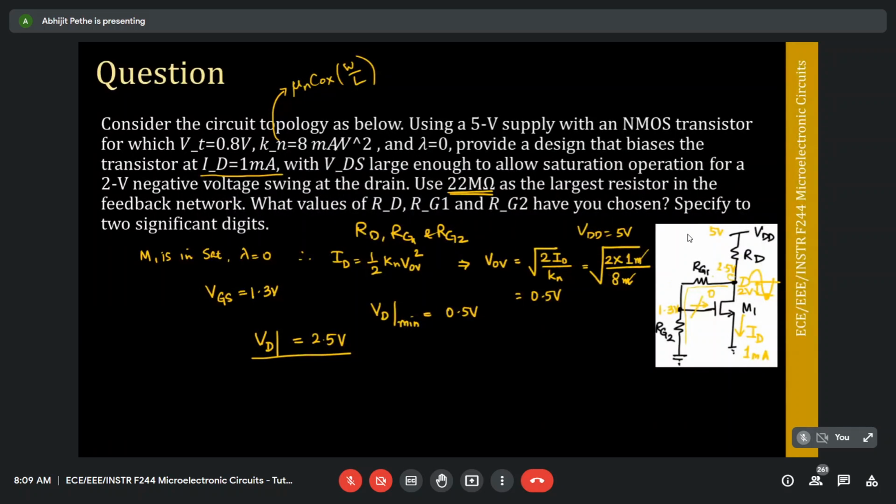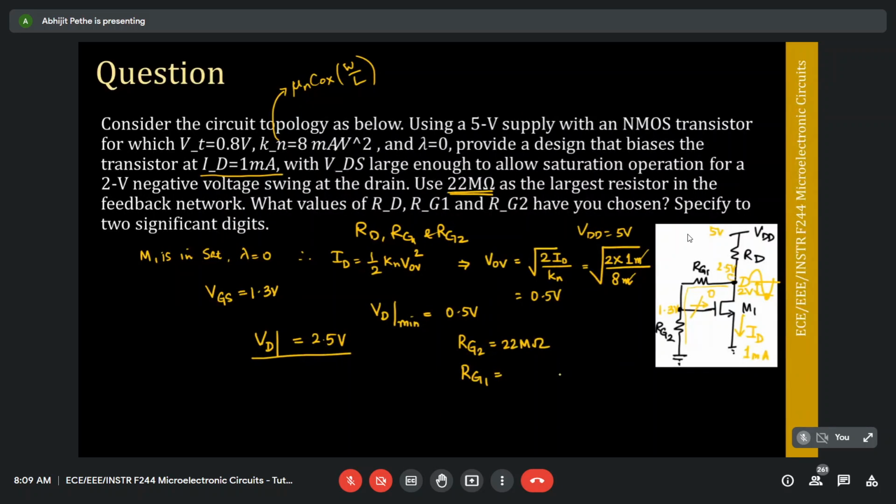So the only way we can use the 22 mega ohm resistor is in the gate circuit, either RG1 or RG2. So I can make the following choice. I can make RG2 22 mega ohm. Then, knowing 2.5 volts and 1.3 volts, I can calculate what RG1 is.